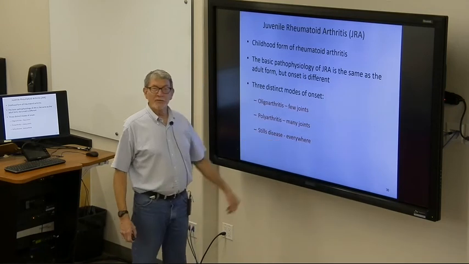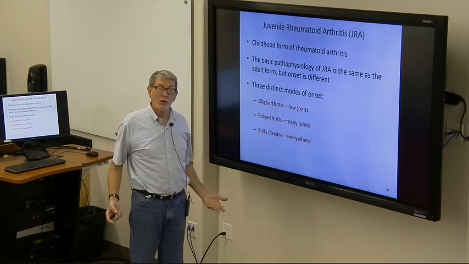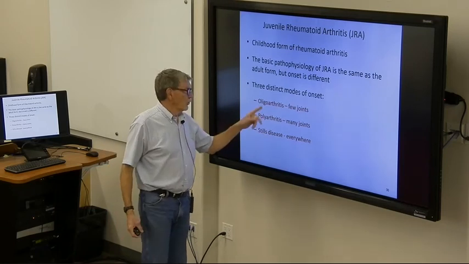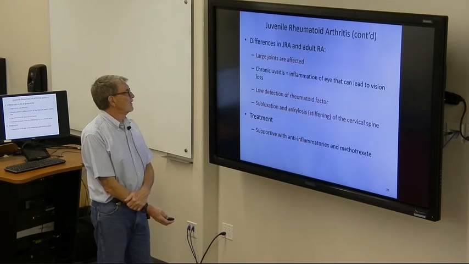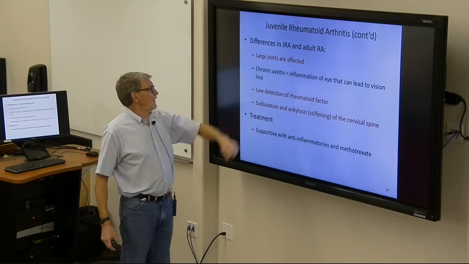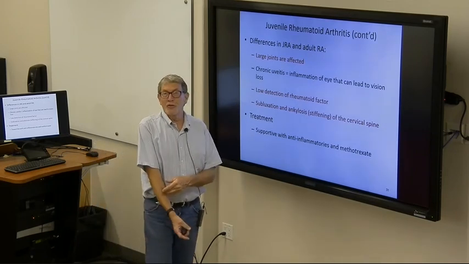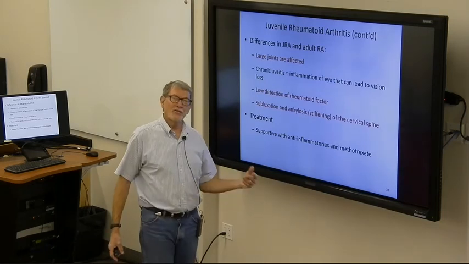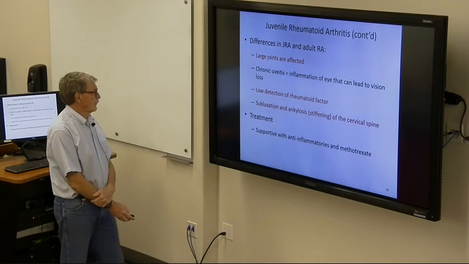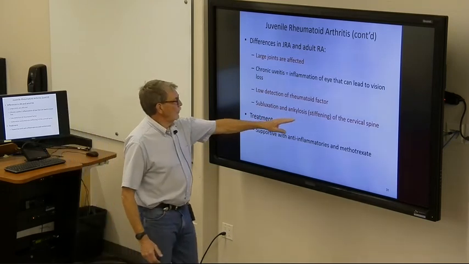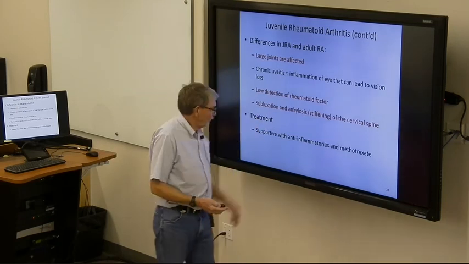Still's disease means everywhere. All your joints have it. You're attacking all of them instead of just attacking one or a few. Large joints are affected first, and they don't tend to produce the rheumatoid factor, which is a good test for rheumatoid arthritis in adults. So a little harder to diagnose. Ankylosing or stiffening of the cervical spine, the neck and upper back.